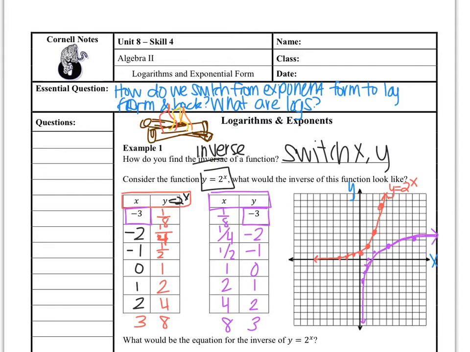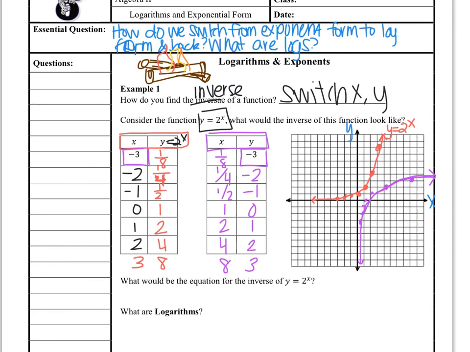So now that we have that plotted, we can see that these two functions are inverses, again, because not only did we switch x and y, but also remember that an inverse is a reflection over y equals x. And that's that line that goes through the origin with a slope of 1. So the inverse equation would look like this, right? We switch x and y: x equals 2 to the y power.